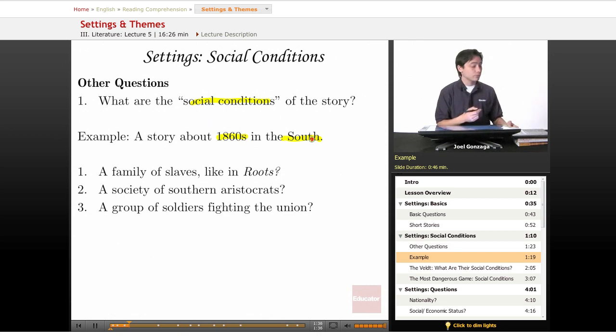Because if I told the story about a family of slaves like in Roots, that's not going to be the same story as the story about a group of Southern aristocrats, and that in turn will not be the same setting as a group of soldiers fighting the Union. All 1, 2, and 3 here have dramatically different social conditions and thus a different setting, even though they take place in the same place and in the same time.